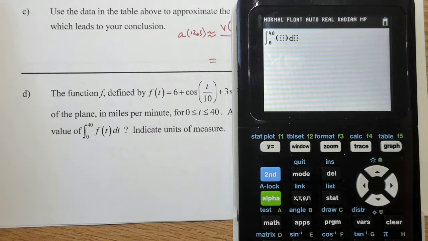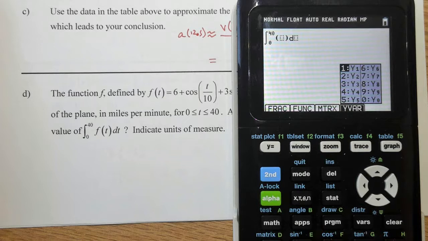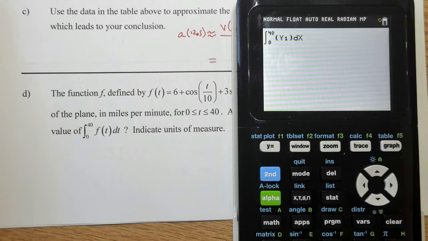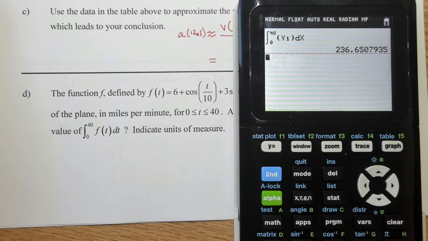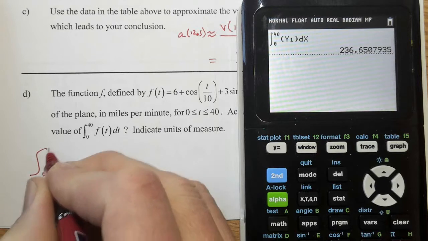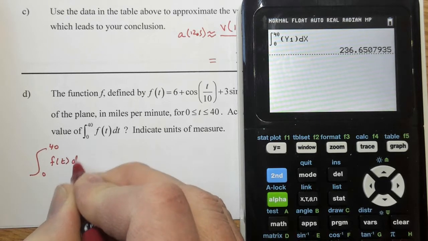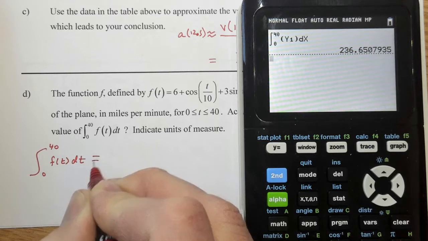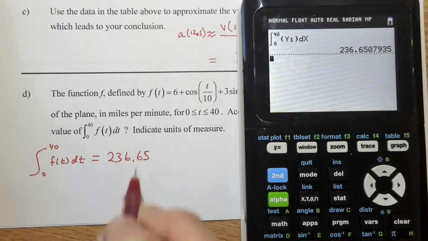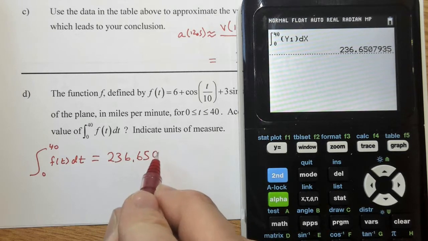So we hit the alpha, and then the trace button, and there's our y variables. So we have y1, and we're interested in that, with x as our variable that we wrote in when we wrote the equation in y1. Now we hit enter, and we get 236.6507. Remember, we have to be accurate to at least 3 decimal places. So the integral from 0 to 40 of f of t dt is equal to 236.65. You can write 650, 651, 6507, whatever.